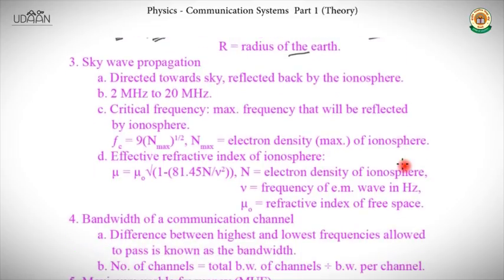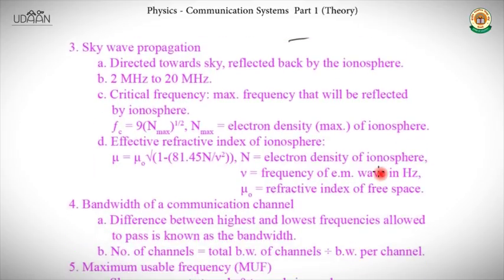So we'll look at sky waves now. Next we'll look at sky wave propagation. This is directed towards the sky, reaches the ionosphere, and it is reflected back. The frequencies used are 2 megahertz to 20 megahertz. You're supposed to remember these values because questions might be asked on them. Never know. And then the critical frequency, you are supposed to remember this as well. It is the maximum frequency that will be reflected by the ionosphere.